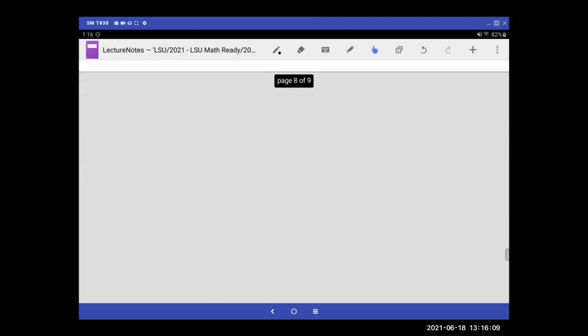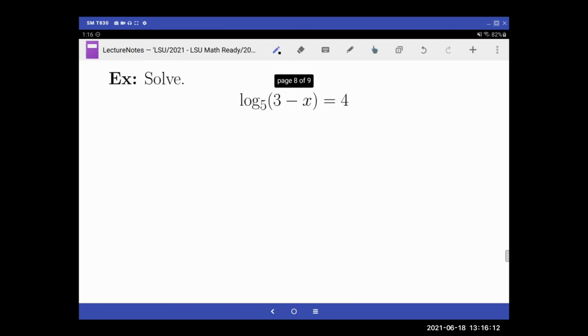Okay, we're moving along quickly. Okay, let's solve this equation. So log base 5 of 3 minus x is equal to 4. Okay, so I want to do like we did in the other problem. Remember we added that log base 5 to both sides. Okay, I'll do the same idea.